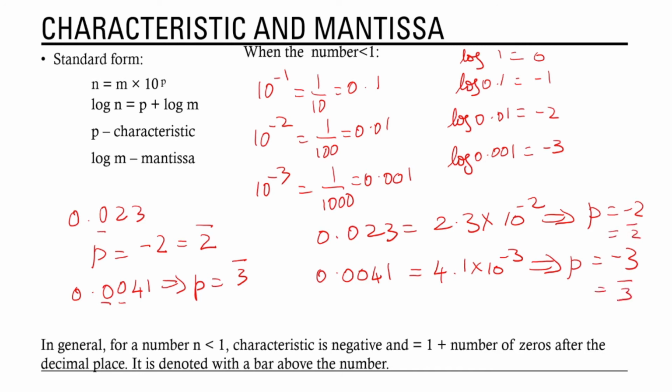Why we are writing bar 2 and bar 3 is because it is only the characteristic that is negative and the log m is not negative. This mantissa part is not negative, only the characteristic is negative. So, hence we are writing bar 2, bar 3. I hope this is clear.